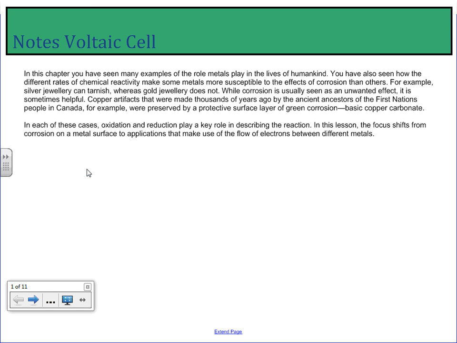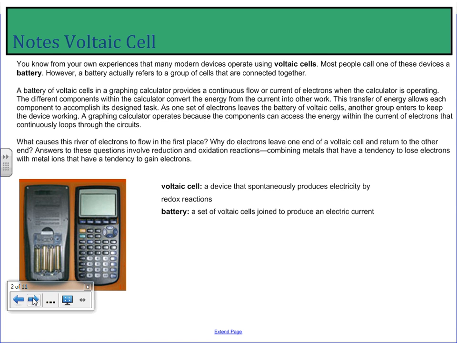While corrosion is usually seen as an unwanted effect, it is sometimes helpful. So copper artifacts that were made thousands of years ago by ancient ancestors of the First Nations people in Canada, for example, were preserved by a protective surface layer of green corrosion, basic copper carbonate. In each of these cases, oxidization and reduction play a key role in describing the reaction. In this lesson, the focus shifts from the corrosion of a metal surface to the applications that make use of the flow of electrons between different metals.